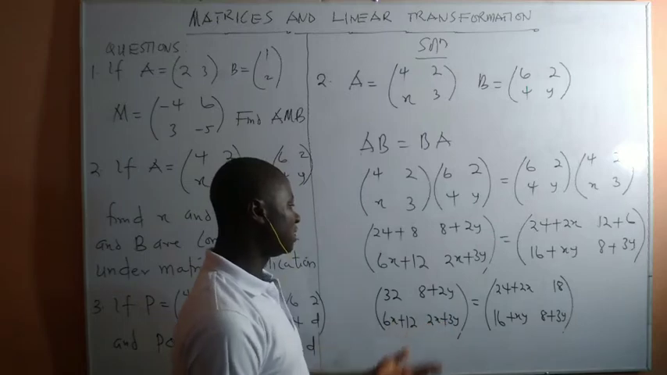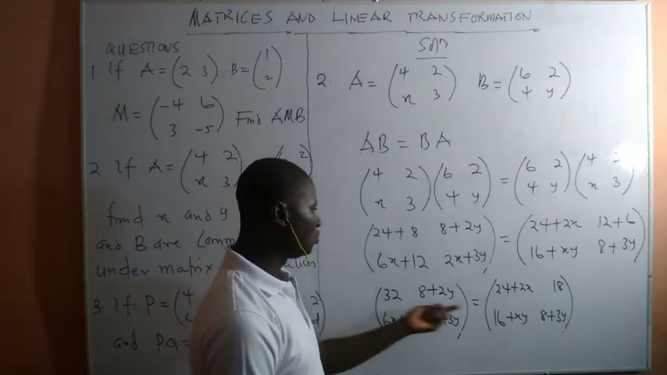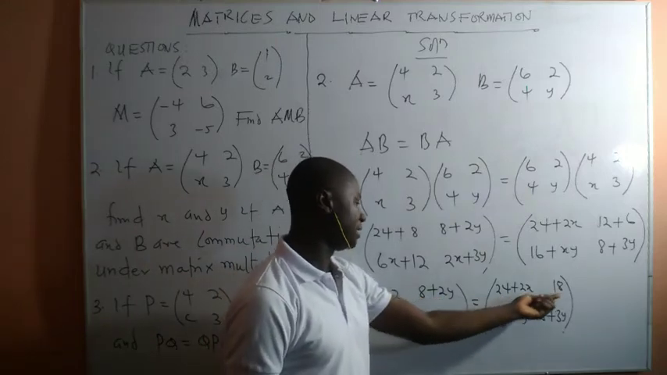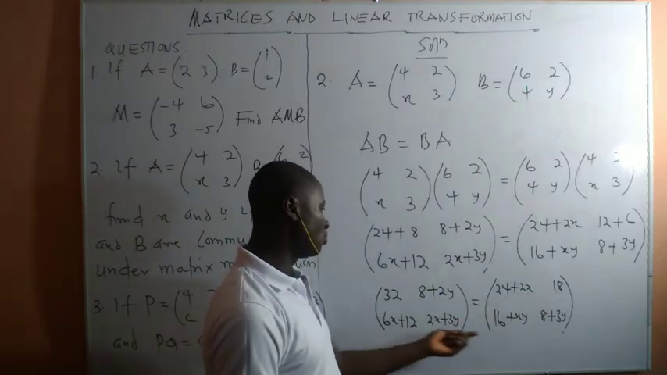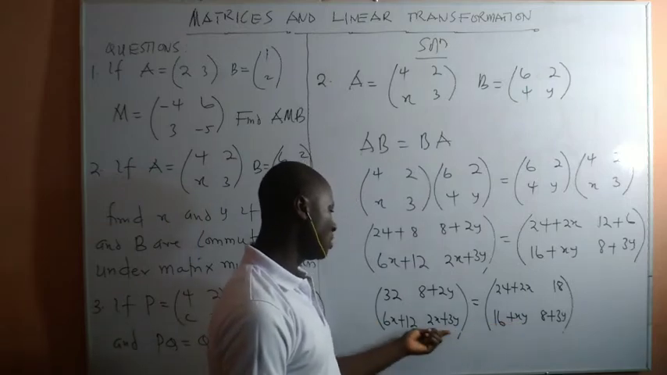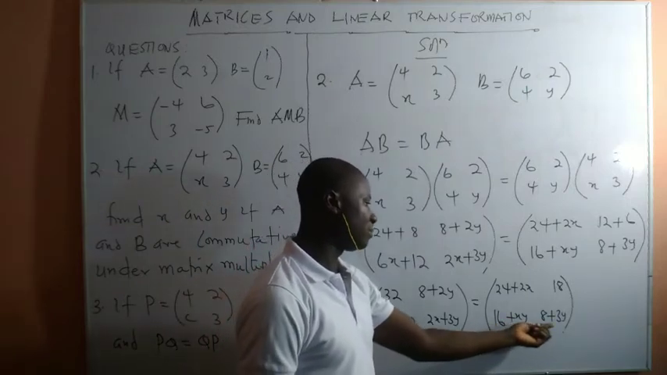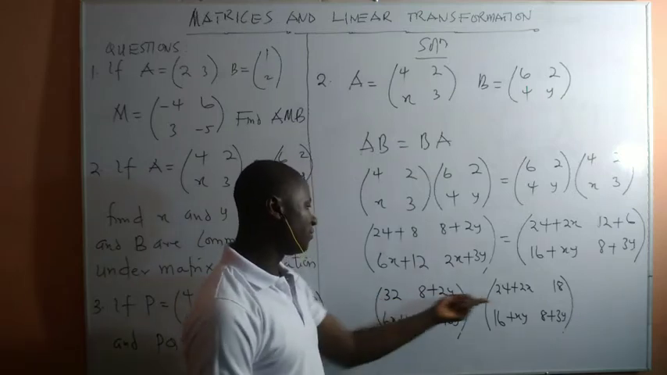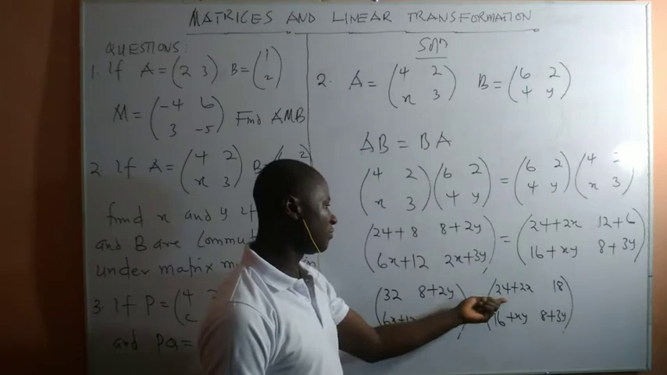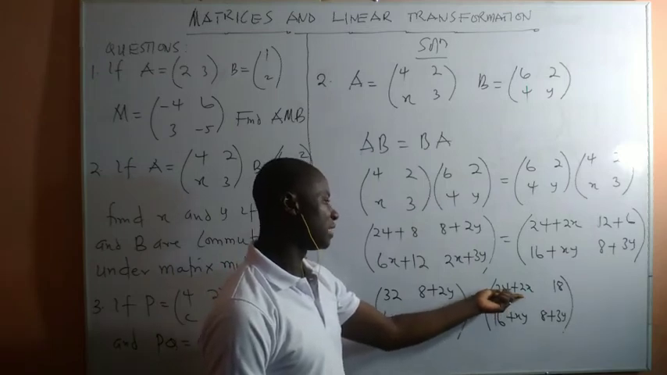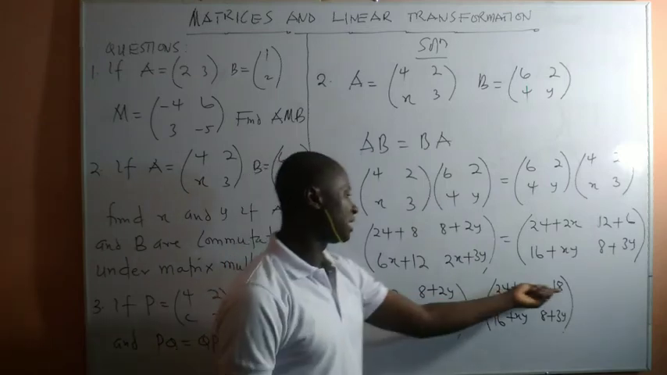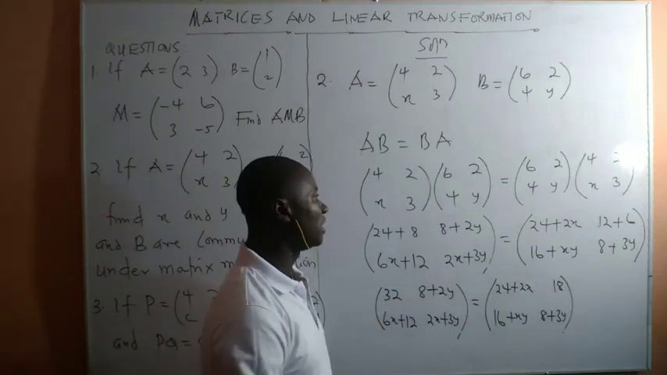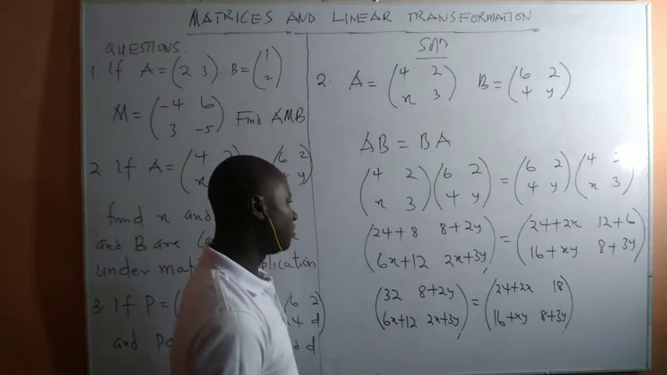And so when you consider this matrix, it means that 32 can be equated to 24 plus 2x. 8 plus 2y can also be equated to 18. Then 6x plus 12 can be equated to 16 plus xy. And 2x plus 3y can also be equated to 8 plus 3y. Now realize that when we equate the first element to the first element, that is 32 equals 24 plus 2x, we can find the value of x. Then when we equate the second element to the second element, that's 8 plus 2y equals 18, you can also find the values of x and y.